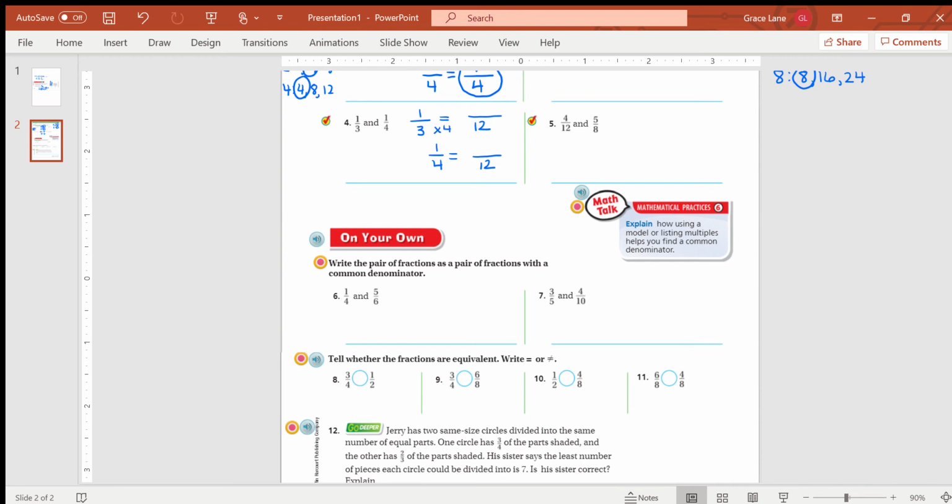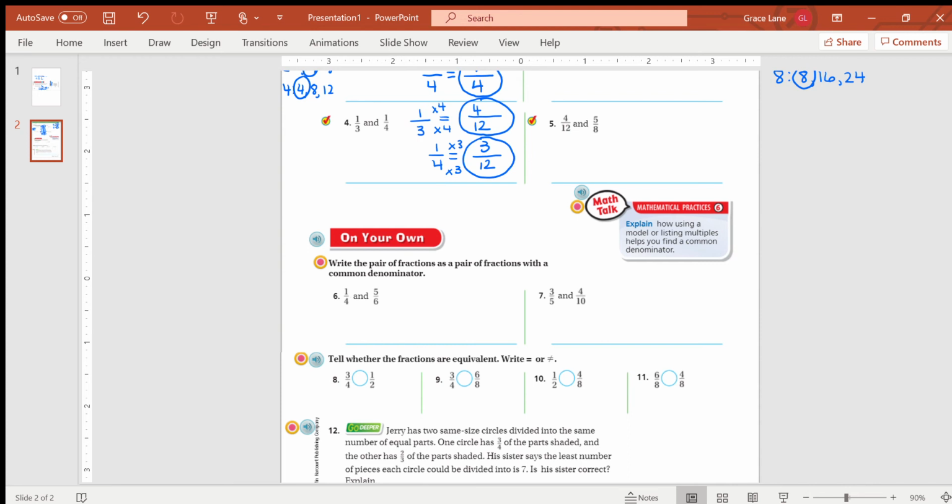I know that 3 times 4 is 12, so I know I also have to do that to the numerator. So the first fraction is 4/12. And the second fraction, I know that 4 times 3 is 12, so keep that equivalent by doing it to the top. So the other fraction is 3/12.